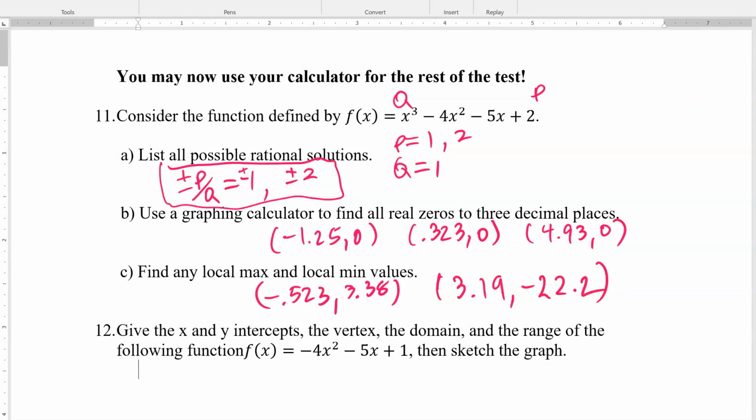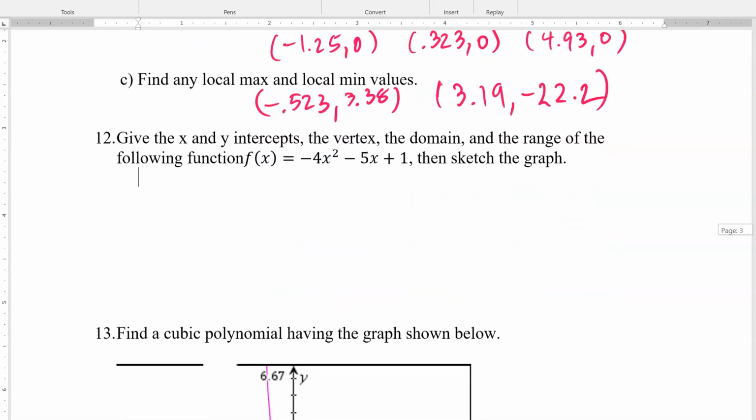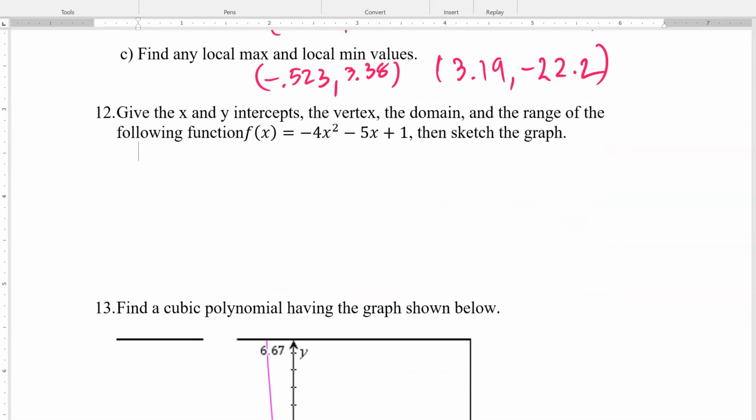So just verifying, we can actually use our calculator to find these values. That's going to help you a lot in calculus, okay? Give the x and y intercepts, the vertex, the domain, the range of the following function. Geez, that's a lot, right? Could I do all that by hand? You bet. I know how to do all that by hand. Do I want to? Yeah. You're allowed to use your calculator.